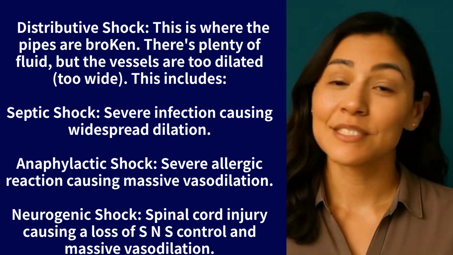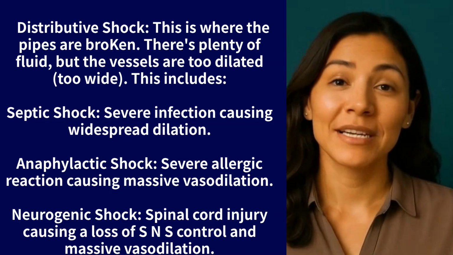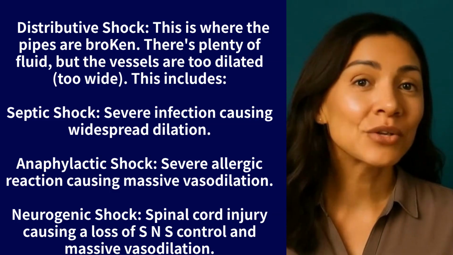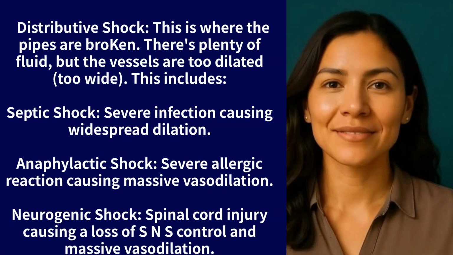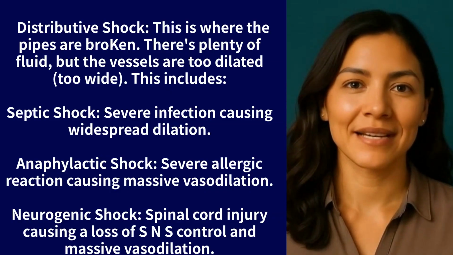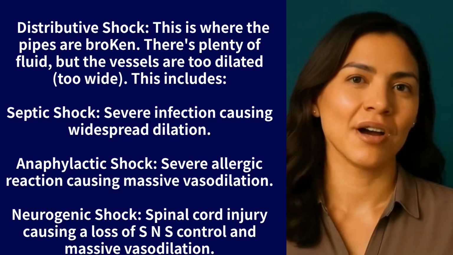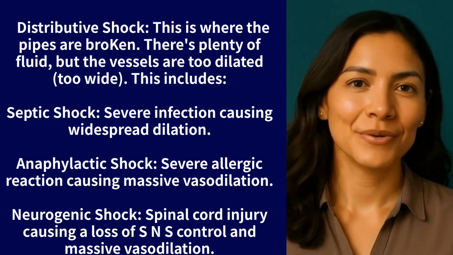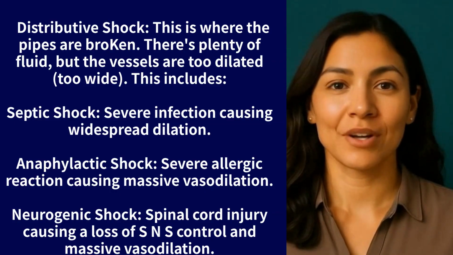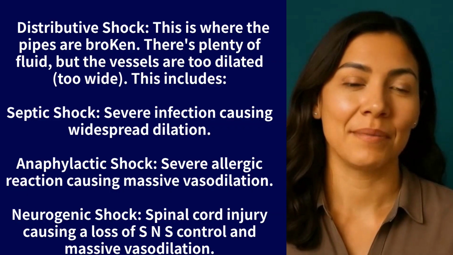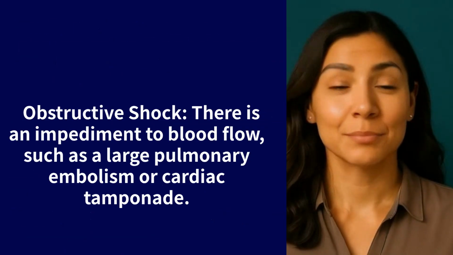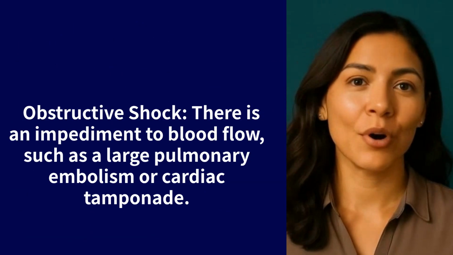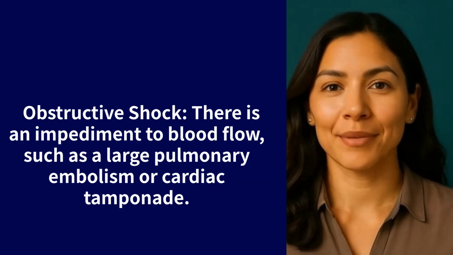Distributive shock, this is where the pipes are broken. There's plenty of fluid, but the vessels are too dilated, too wide. This includes septic shock, severe infection causing widespread dilation. Anaphylactic shock, severe allergic reaction causing massive vasodilation. Neurogenic shock, spinal cord injury causing a loss of SNS control and massive vasodilation. Obstructive shock, there is an impediment to blood flow, such as a large pulmonary embolism or cardiac tamponade.